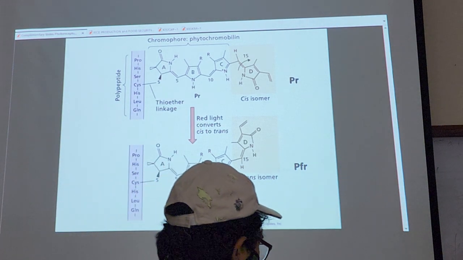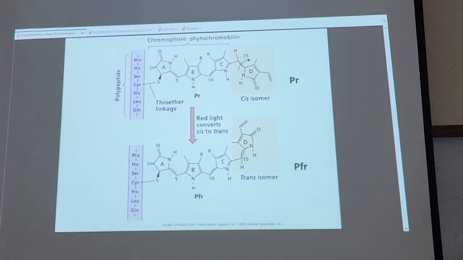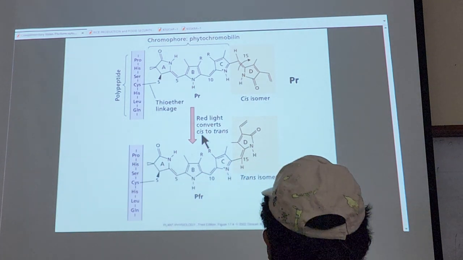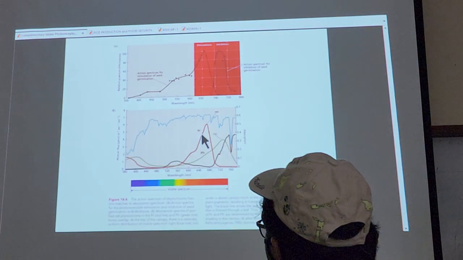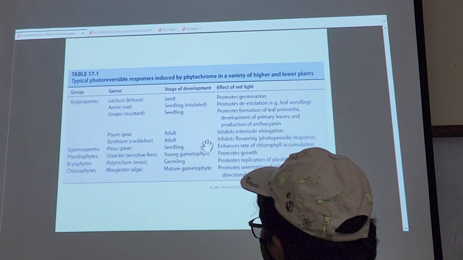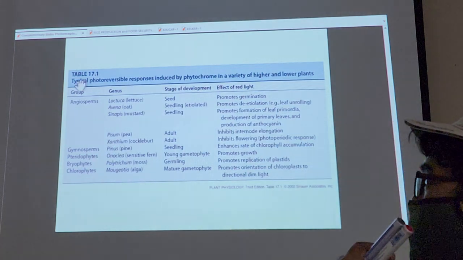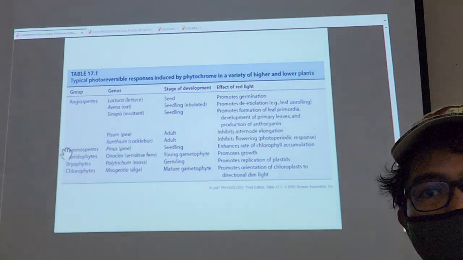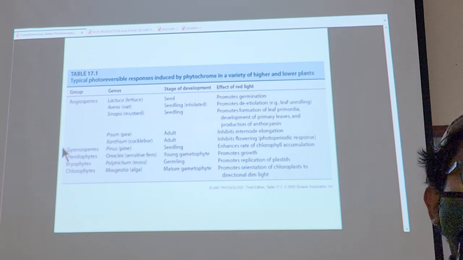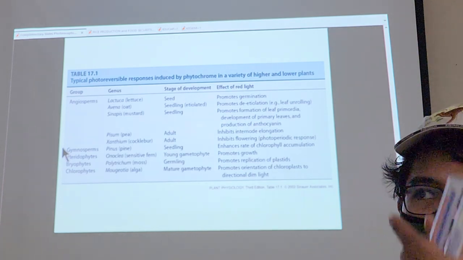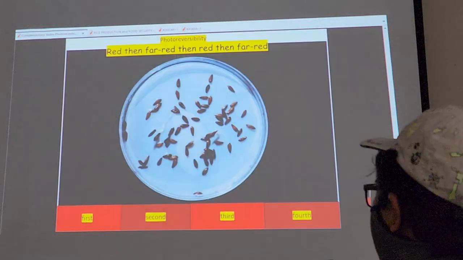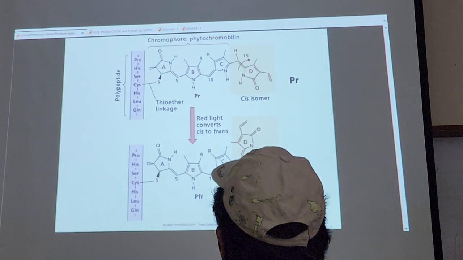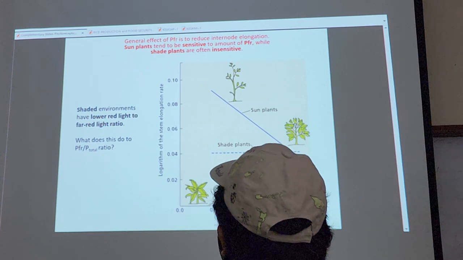Okay, why different phytochrome? If you remember from this earlier slide, this slide here, phytochromes are present in different organism groups. They don't use the same phytochrome. Slightly different versions of the phytochrome. Okay? So that's why. Coming back to here.